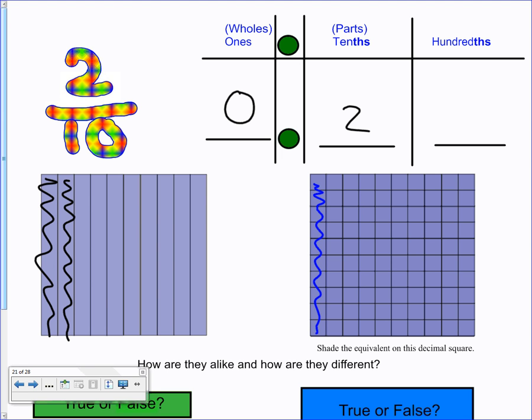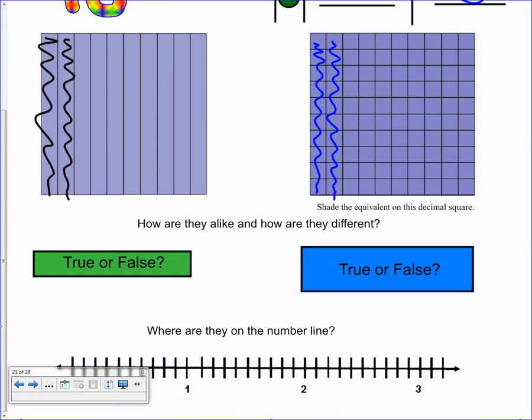We still have 2/10 done, but now if I'm counting each individual square, I have 20 hundredths. So let's look and see our questions here. How are they like and how are they different? So is 2/10 the same as 20 hundredths? Yeah, that's true. It is the same. Because 2/10, if I cut it apart and slice them all up, would be like 20 hundredths.